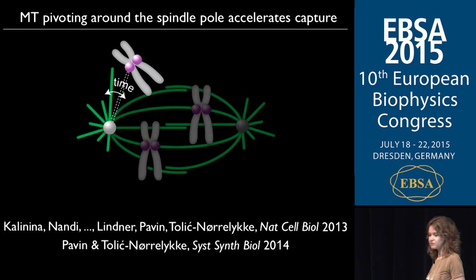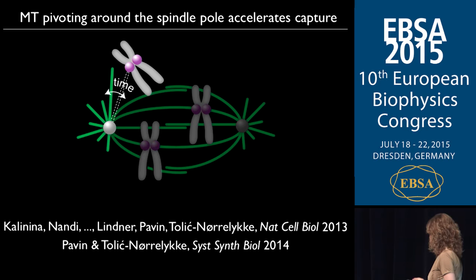So we conclude that the pivoting motion, or this rotation of the microtubule around the spindle pole, helps kinetochore capture. In yeast, this is the main mechanism, and we propose that this mechanism also contributes to kinetochore capture in other systems. Different cell types use different mechanisms; every cell uses a combination of different mechanisms, but they contribute to a different extent in each cell type.